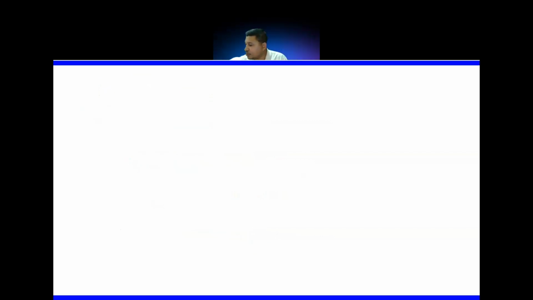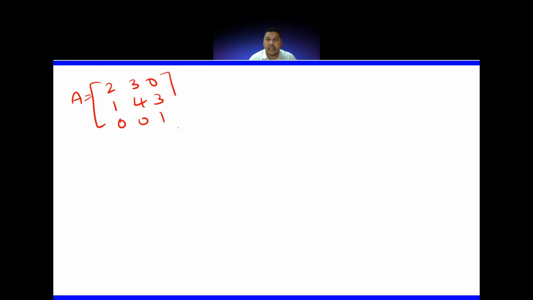Let's take a 3 by 3 matrix now and try to find its eigenvalues. Let me take an example: 2 3 0, 1 4 3, 0 0 1. Let's try to find the eigenvalues for this.